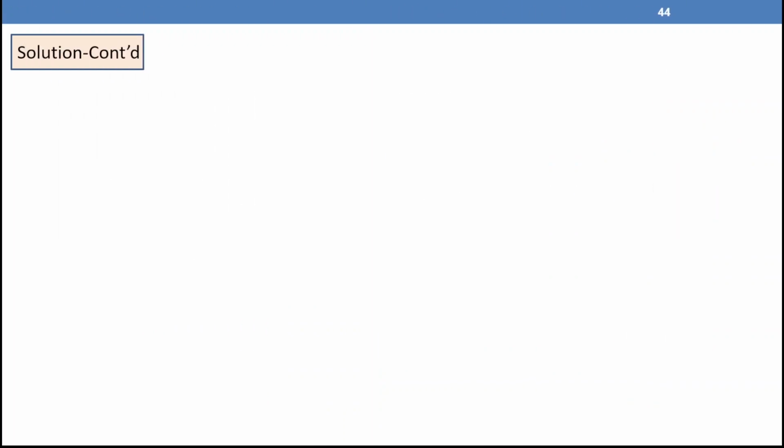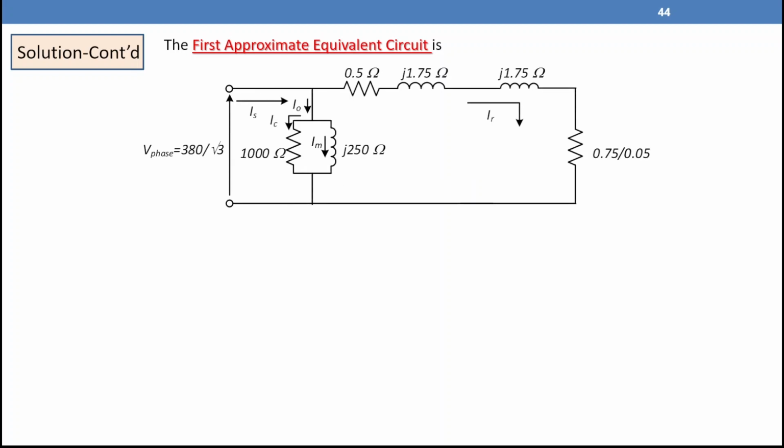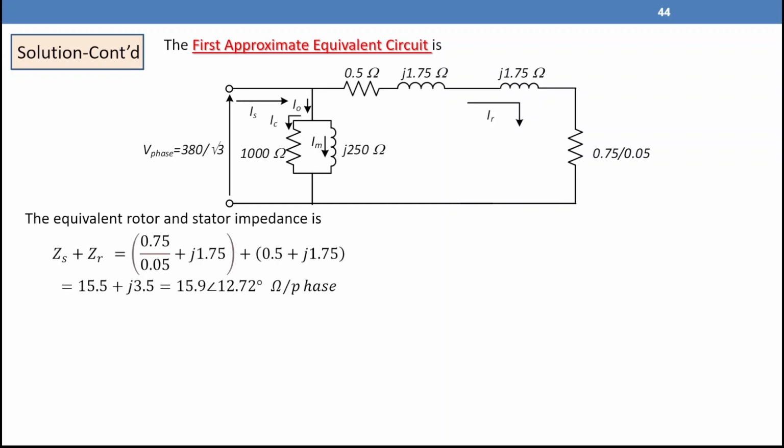What will be the case if we solve the problem using the first approximate equivalent circuit? The first approximate equivalent circuit looks like what we can see here. We shifted the magnetizing branch to the supply side, so we can calculate I rotor directly, and to calculate I node, we can calculate I core and IM. The equivalent rotor and stator impedance, if we add those together in series, will be Z stator plus Z rotor. That will be 15.5 plus j3.5, which ends up as 15.9 angle 12.72 degree ohm per phase.